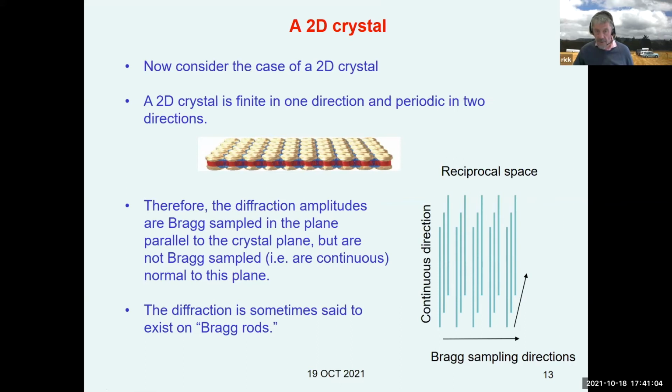Okay, so a 2D crystal is periodic in 2 dimensions, but finite in the 3rd direction. Okay, so that's illustrated here. We have a sample which is periodic in 2 directions, but is finite, or 1 molecule thick, in the 3rd direction. So that means that the diffraction is going to be sampled in the 2 lateral directions. Because we have periodicity, we have Bragg sampling in those 2 horizontal directions, but we'll have continuous diffraction in the 3rd or vertical direction. Okay, and that's illustrated down here. In reciprocal space, we measure diffraction continuously along these lines, but we have Bragg sampling in the 2 lateral directions. So these lines are spaced by the Bragg spacing in the 2 lateral directions. And these are sometimes called Bragg rods, and we measure diffraction on the Bragg rods.